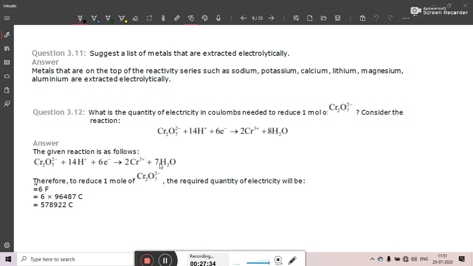So answer is, so first of all the equation is already given in the question. Now here you can see that in front of the dichromate ion nothing is written, so that means it is 1 mole. So 1 mole of dichromate ion requires 6 moles of electrons. Now 6 moles of electrons means 6 Faraday. So 6 Faraday electricity is required. Now we have to convert this Faraday into coulombs. So that is equal to 6 into, now value of 1 Faraday is 96487 coulomb. So 6 into 96487. So our final answer in terms of coulomb is 5,78,922 coulombs.